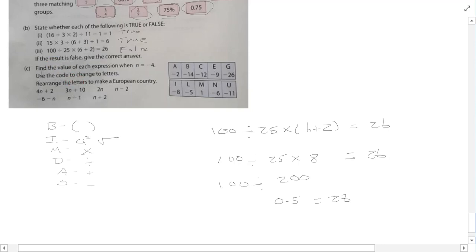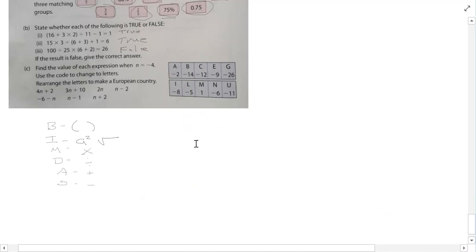Okay, so the next question then is: find the value of each expression when n is equal to -4. Use the code to change the letters, then rearrange the letters to make a European country. So basically all you're doing is letting n equal -4, and then working out the problems here. Whatever answer you get, you align that with a letter, because it's kind of like a code. So let's have a look through this and work it out.